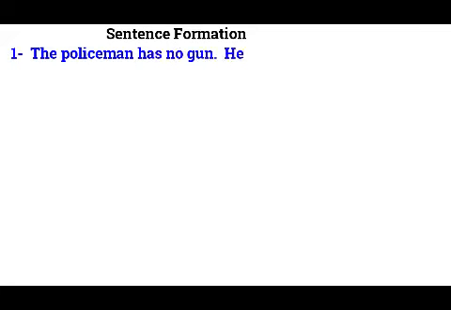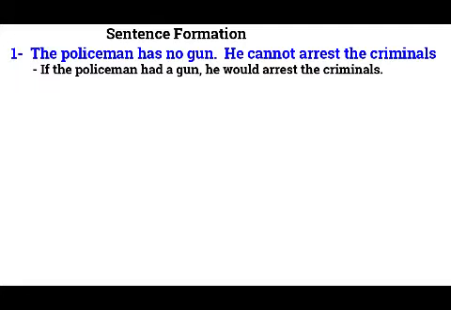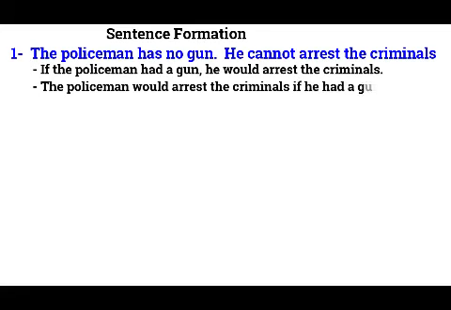Sentence formation. 1. The policeman has no gun. He cannot arrest the criminals. Here we shall identify the condition as having no gun, and the result is arresting or not arresting. So we say, if the policeman had a gun, he would arrest the criminals. Then, the policeman would arrest the criminals if he had a gun.